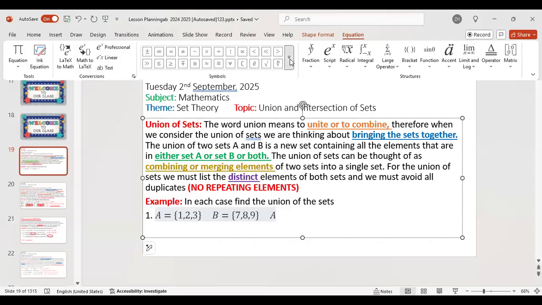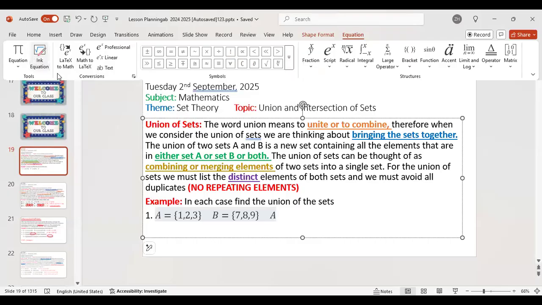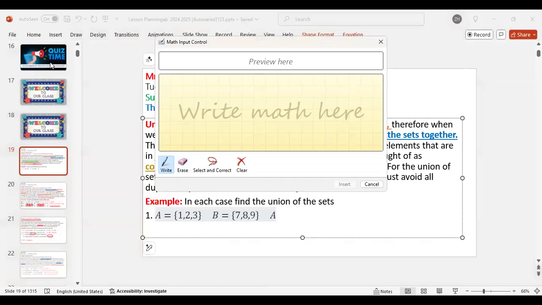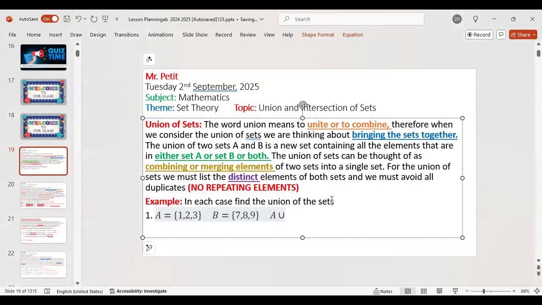All right. So the first thing we need to do is find the union. This is the symbol for the union. Let's enter the U, A, U, B. I remember this now. Some people may remember it. Okay, so we want to find the union of two sets.